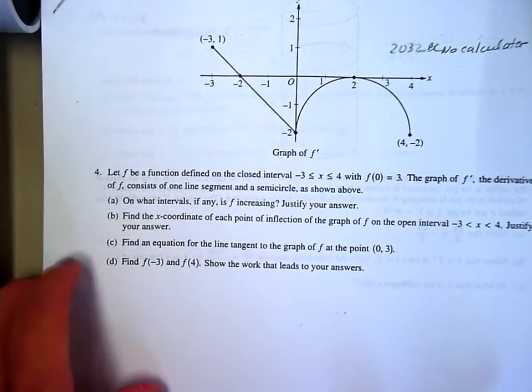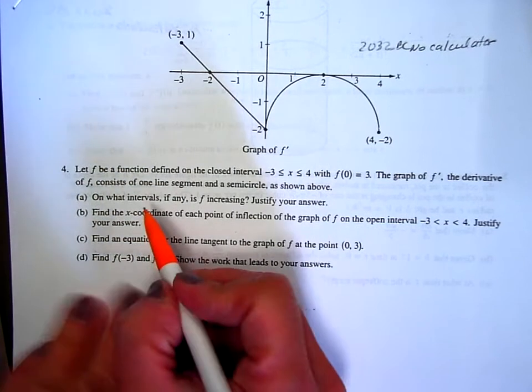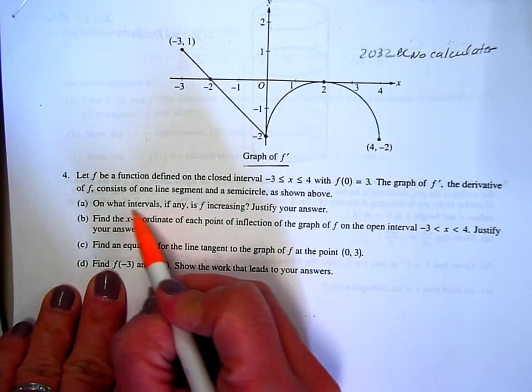Okay, this is question number 4. This is your graphical question. So part A, be careful, this is the graph of f prime. On what intervals is f increasing?